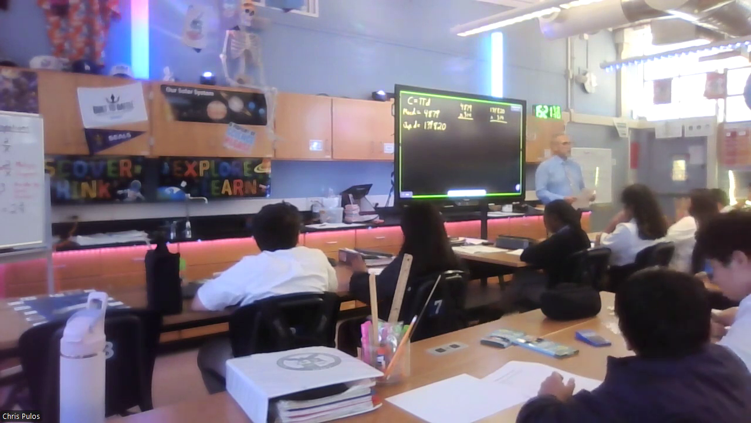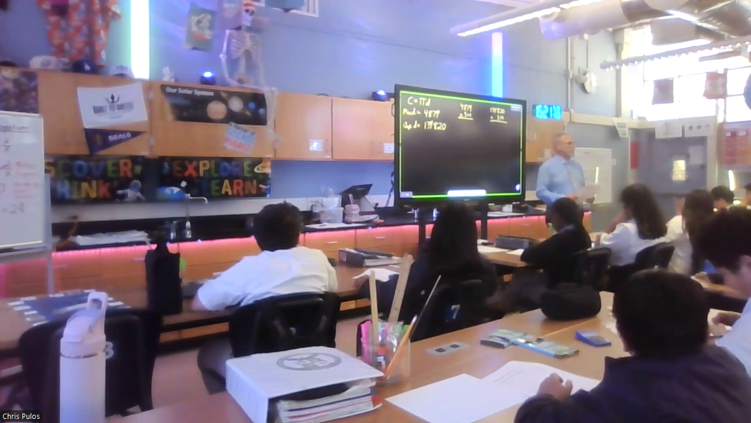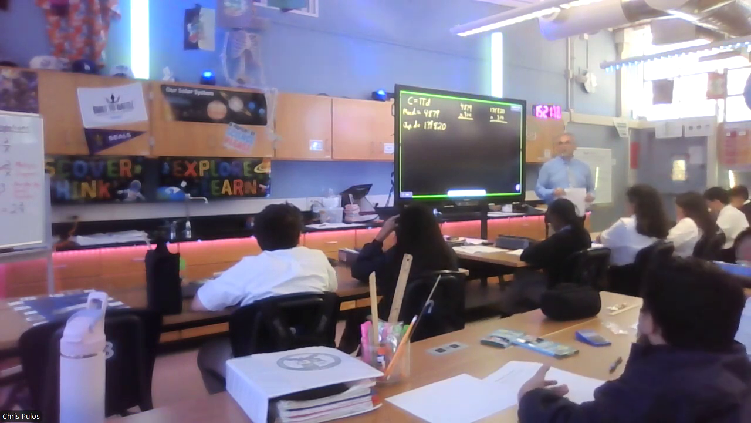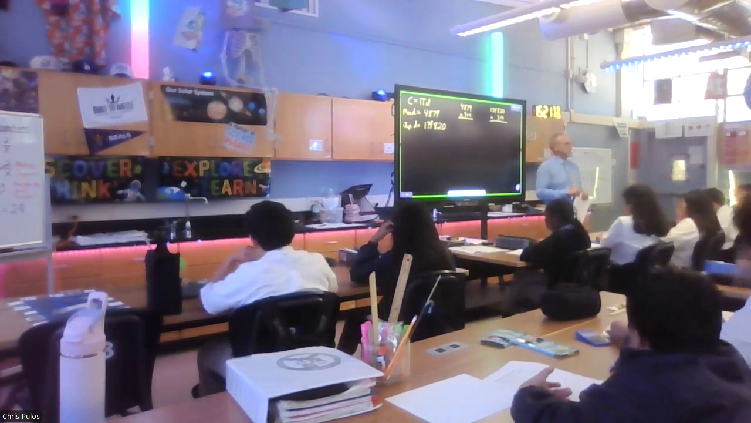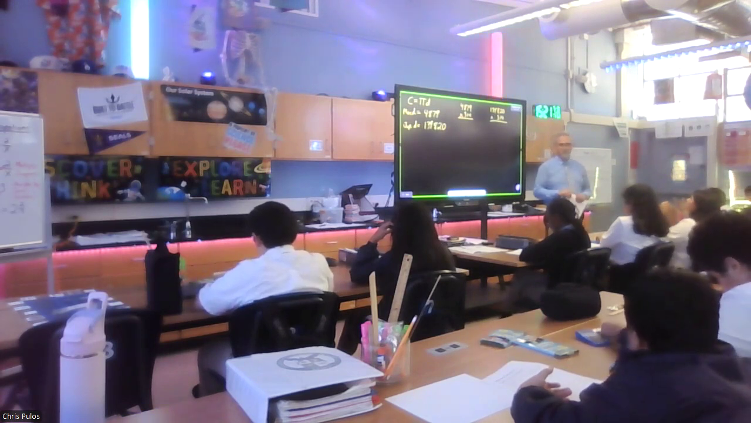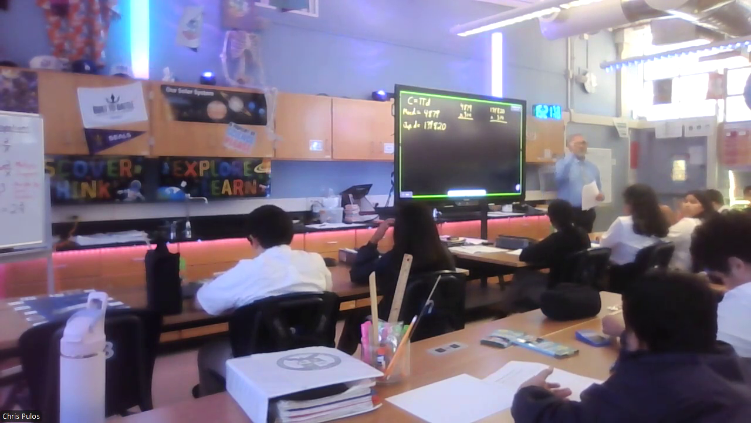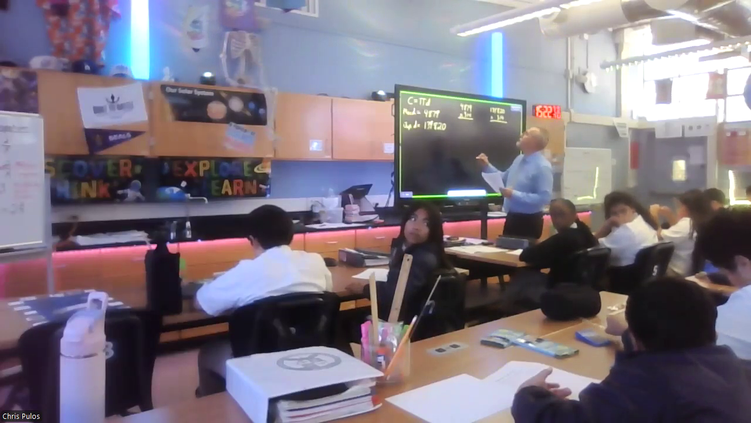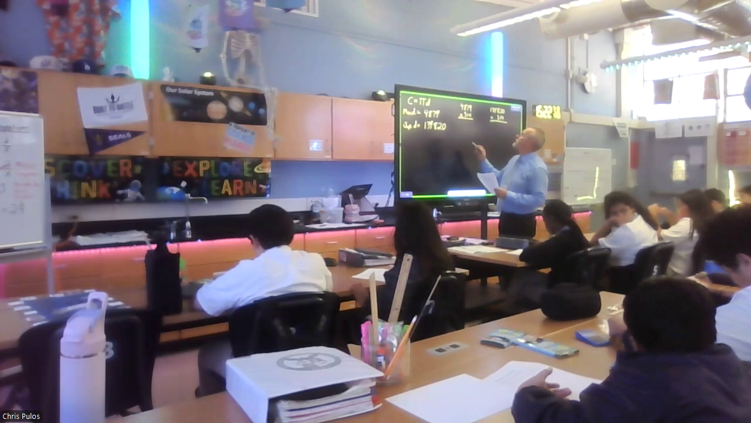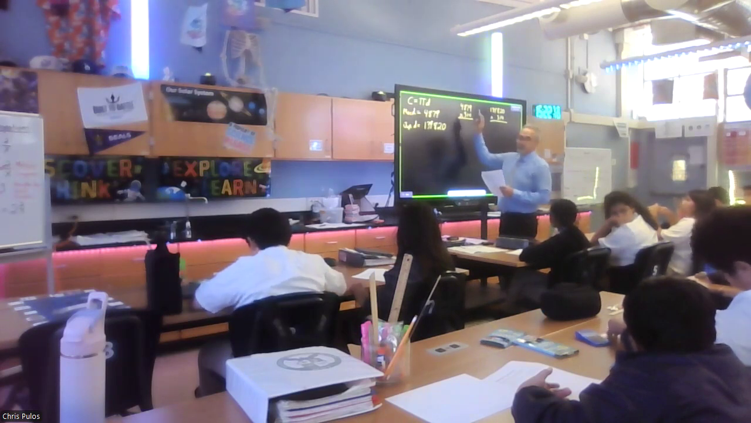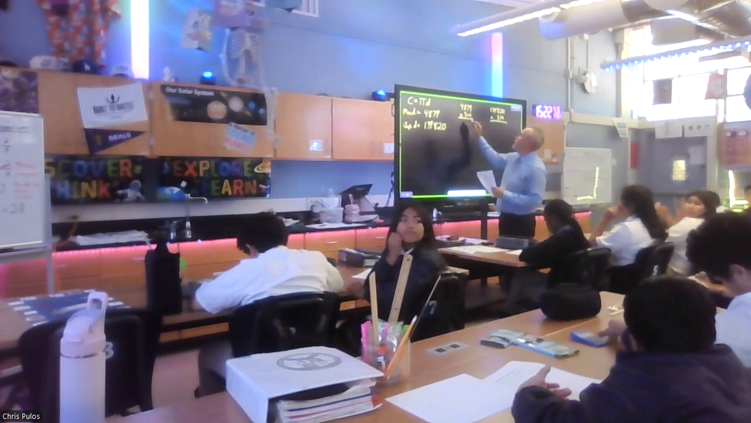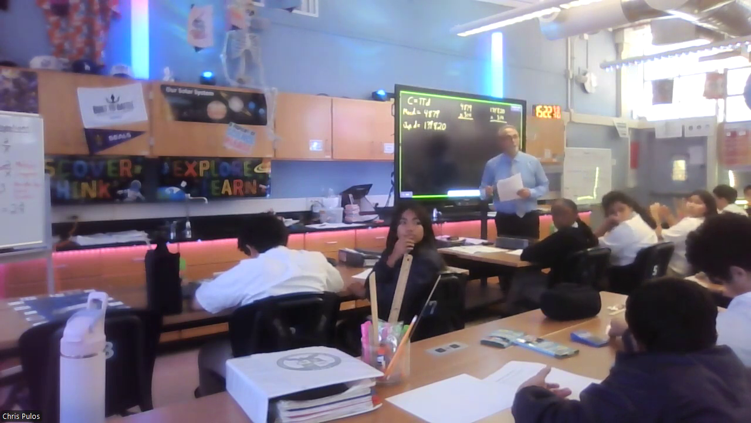4,879 kilometer diameter. What is the circumference of Mercury? I'd like somebody who has not raised their hand to participate, please. Yes, Darrington. Thank you, Mr. Poulos. 4,879. Well, that's the diameter. What is the circumference? Take that and multiply it by 3.14. Can you do that? Thank you, Mr. Poulos.